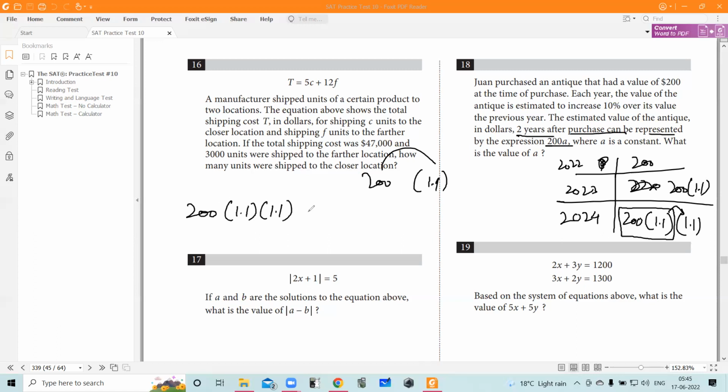Am I right? Whatever that is, they're telling you it's 200 times A. So it's 242. 200 and 200 will cancel out if we'll be dividing it. We don't need to even multiply this. So A is 1.1 times 1.1, or you can say 11 times 11. 11 times 11 is 121, but you're having the decimal, so it'll be 1.21. 1.21 is equal to A. That's the answer.